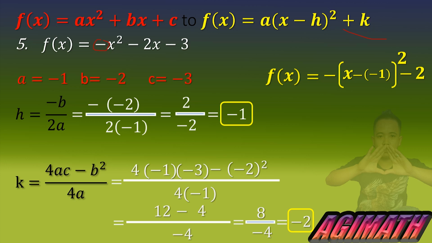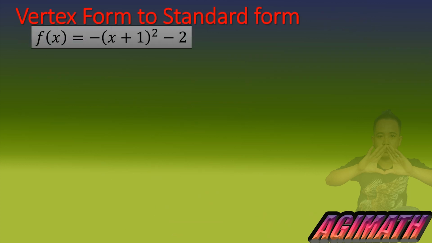And again, we encounter a negative times negative, so we are going to make it positive by doing this. Okay, that's it. f of x equals negative times the quantity x plus 1 squared minus 2. And finally, the vice versa: f of x equals negative times the quantity x plus 1 squared minus 2.